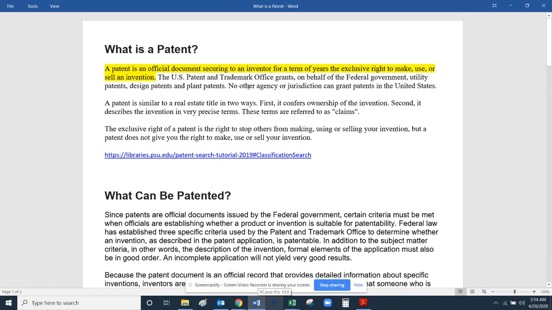So what is a patent? A patent is an official document securing to an inventor for a term of years the exclusive right to make, use, or sell an invention. It's a type of protection for your invention.